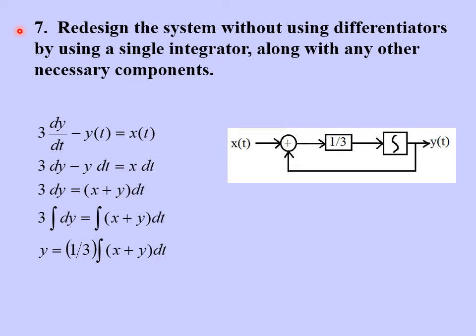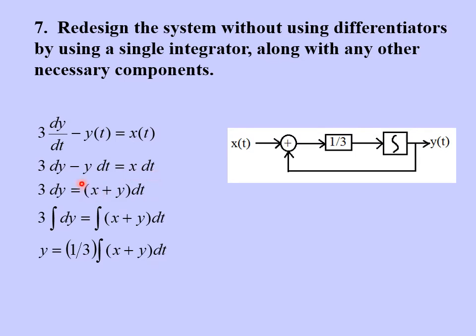Okay, the last step here was to redesign the system without using differentiators by using a single integrator along with any other necessary components. So again, the trick here is to take our differential equation that we started with and get rid of this derivative. And the way we do this is simply by integrating. So I'm going to multiply through by this dt on the bottom. So I end up with 3 dy minus y dt equals x dt.